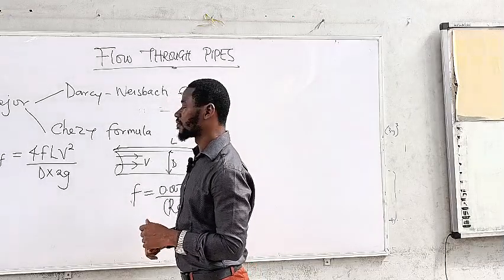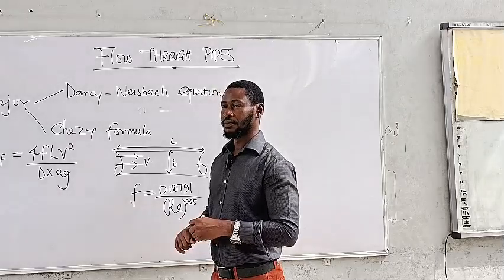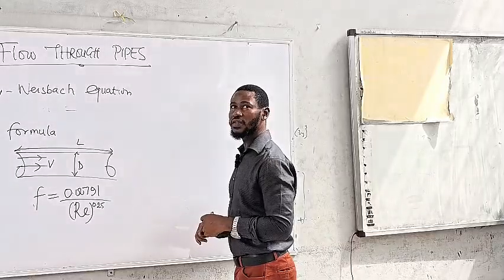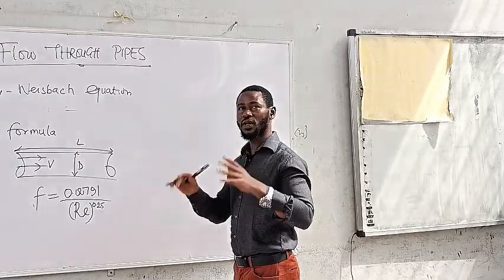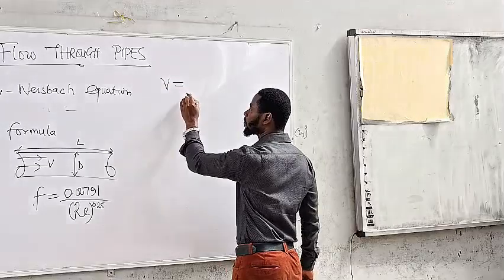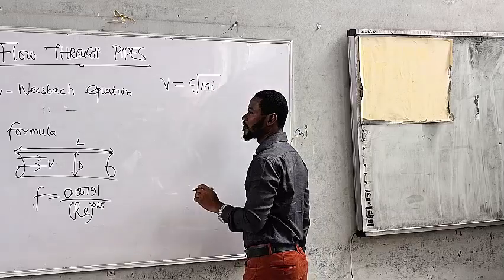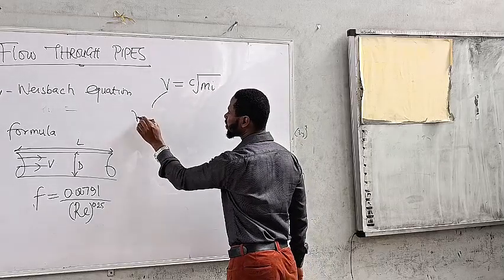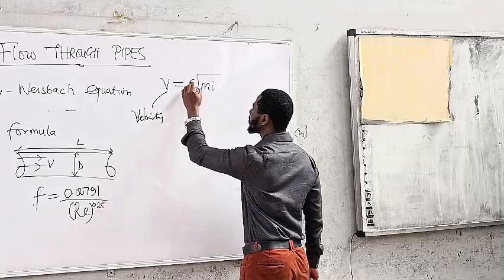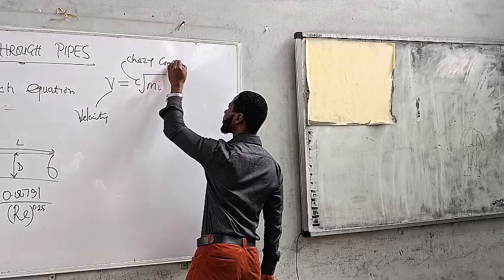Then for the second one, which is Chezy formula, we are going to look at the mathematical derivation of the Chezy formula. But its formula is this. Let me just put down the formula on the board. V equals C into brackets root of MI. V is known as the speed or the velocity at which the fluid is moving in the pipe. C is the Chezy constant.